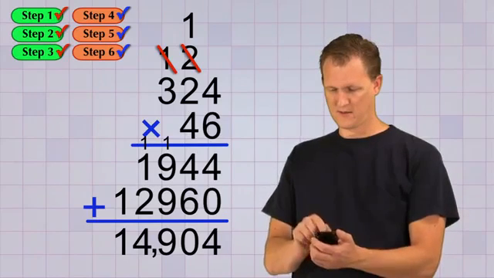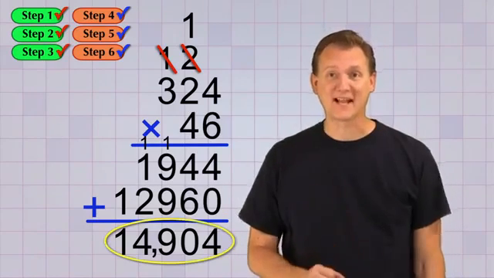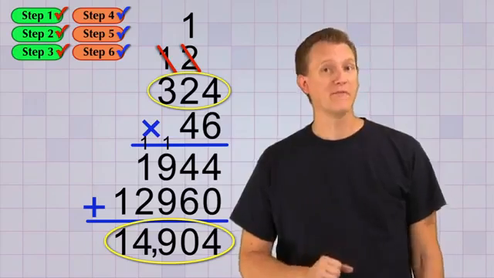Let's see. Yep, that's exactly what you get when you multiply 324 by 46. Okay, I know that procedure is kind of complicated, so don't get frustrated if you don't get it right away. Just take some time and practice to really get the hang of it. And you can always re-watch this video if you need to.